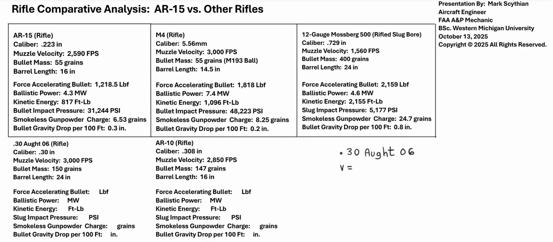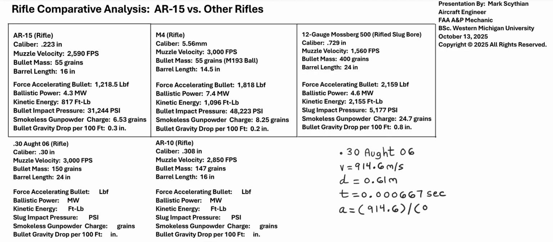So now we have the 30-06, and we can imagine this is probably going to be the most energetic rifle across all five, but we have to prove that. So we have the muzzle velocity, the distance, which is the length of the barrel. In this case, the rail is the barrel. Then the firing time established, then the acceleration established, and then the mass of the round.